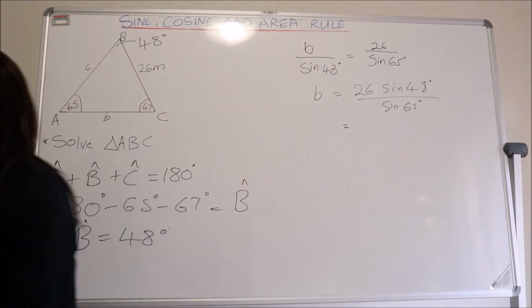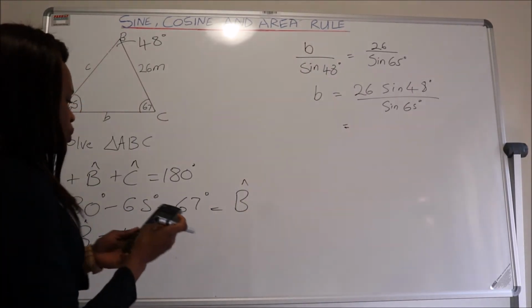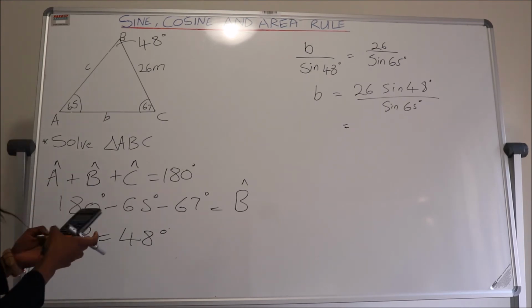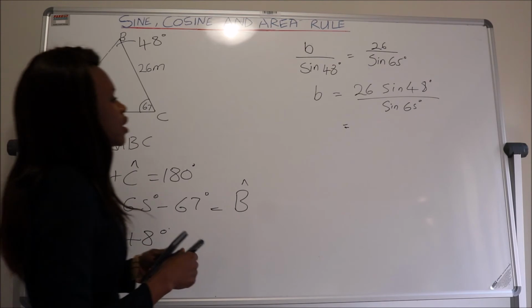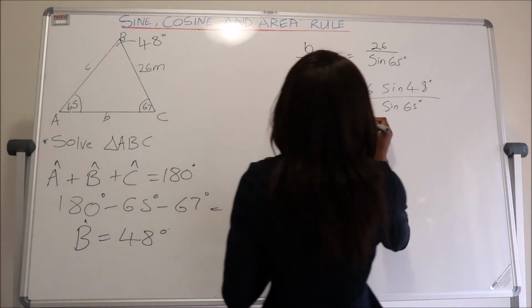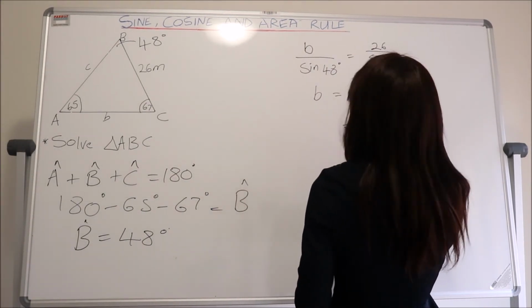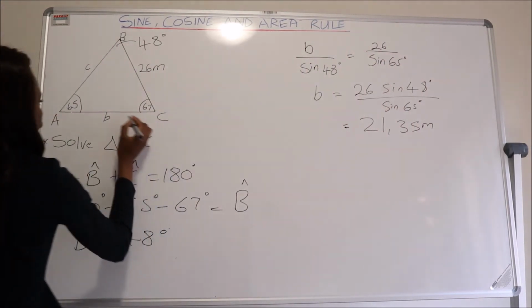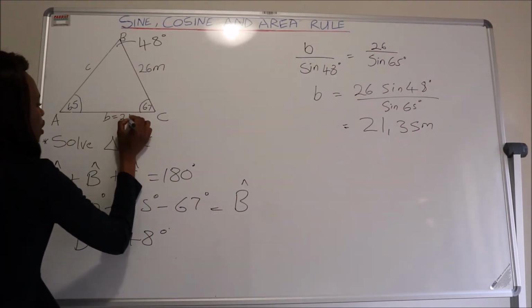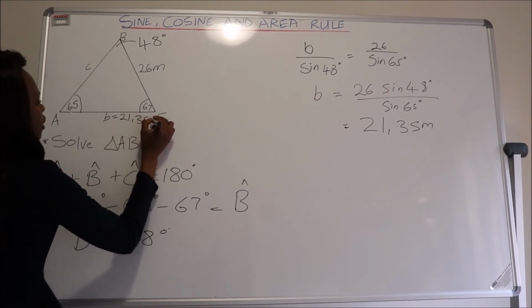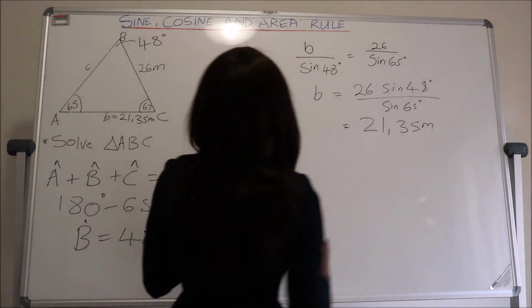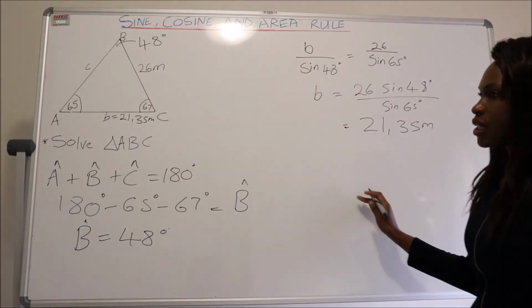Alright guys, let me just punch it into a calculator and see what we'll get for the side of B. Using my calculator, I'll get 21.35 meters. This is the side of B, which is this side here. Then that means here we have 21.35 meters.